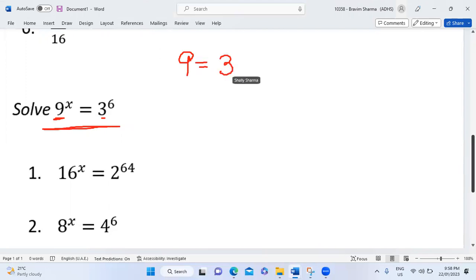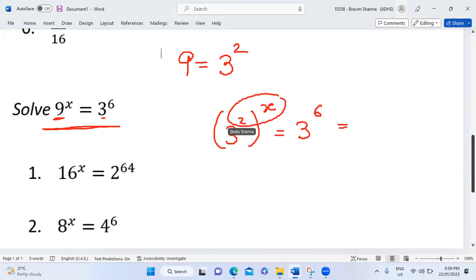So 9, I know we can write as 3 squared. So I will write 3 squared and whole raised to the power of x is equal to 3 to the power of 6. Now I will apply the multiplication law of the powers. So it means 3 to the power of 2x is equal to 3 to the power of 6.